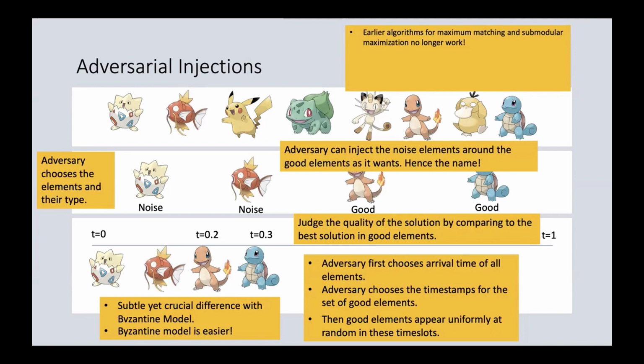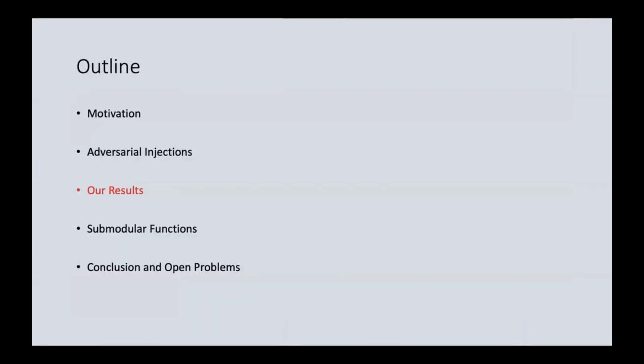So the earlier algorithms for maximum matching and submodular maximization no longer work, because the adversary is more powerful. It can simply populate the initial part of the stream with noise elements. Hence, we have to design robust algorithms now. Also, more excitingly, this may lead to the design of new algorithmic techniques. So let's see what we do in this model.